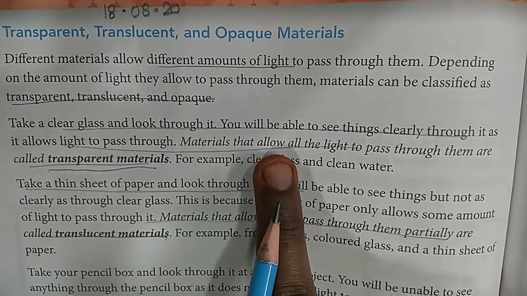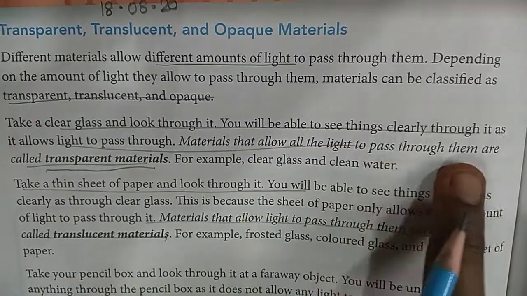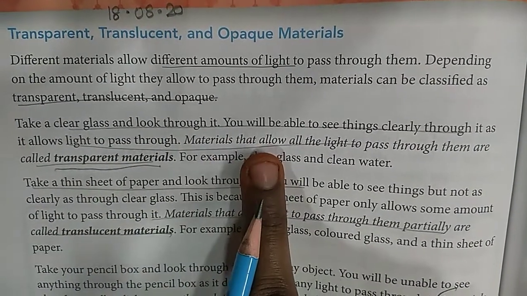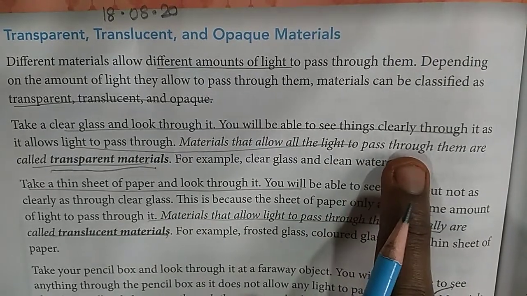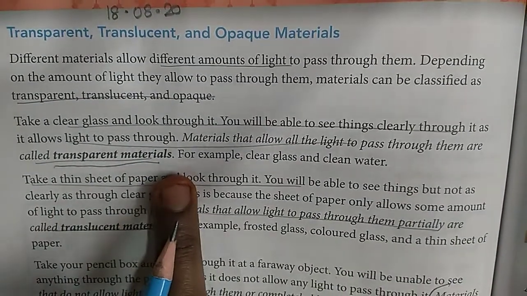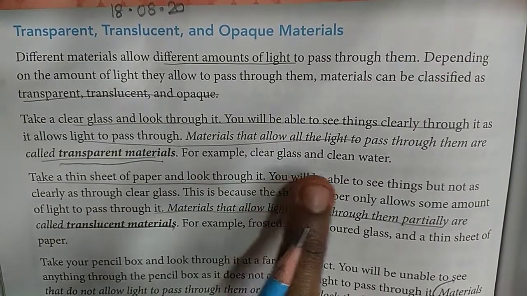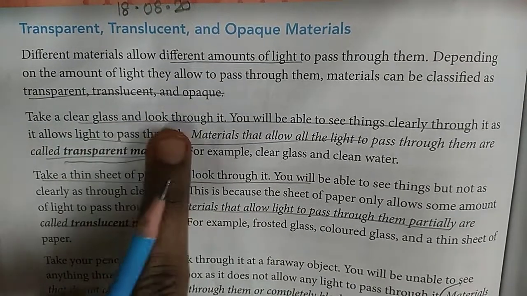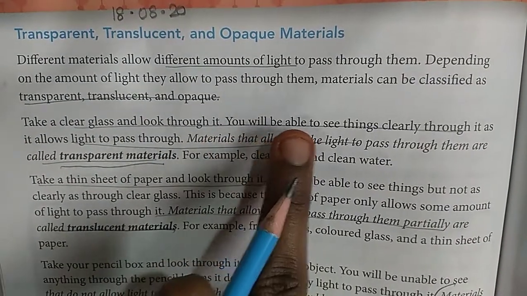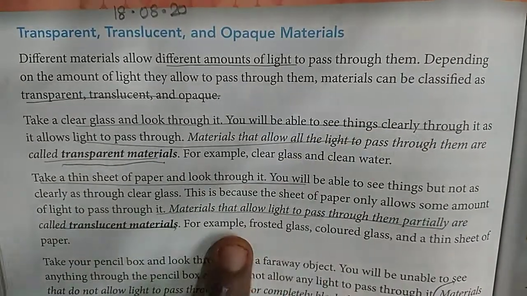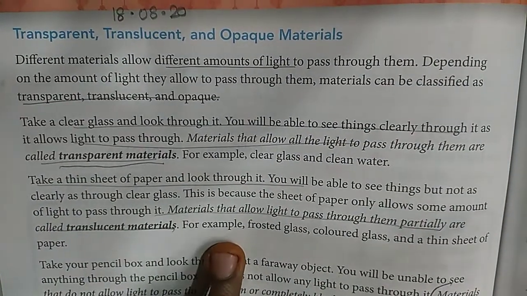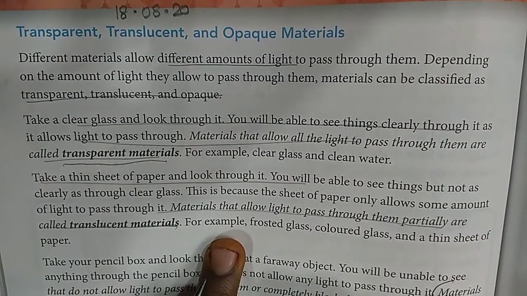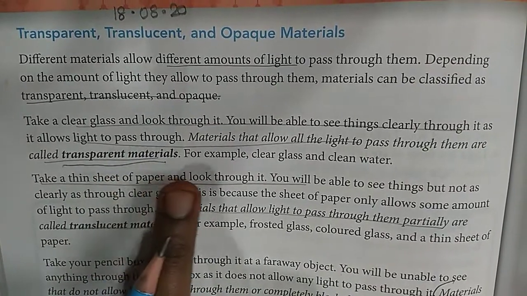Materials that allow all the light to pass through them are called transparent materials. Okay, the material that passes all the light is called a transparent material. Example, clear glass and clean water. Now take a clear glass and look through it. What will happen? You will be able to see the things clearly. If you take a clear glass and pour water in it, then what will happen? Clearly you can see that. Why? Because the glass is a transparent material.